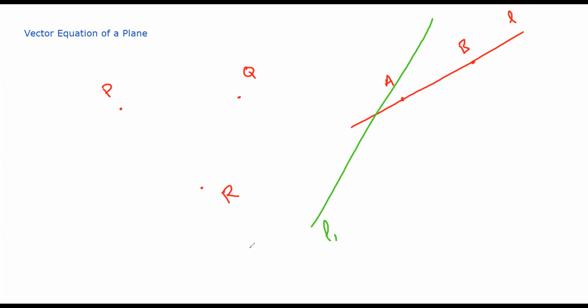No. So it means a plane can also be defined through two intersecting lines. Okay, through two intersecting lines. Okay, after this we move ahead.